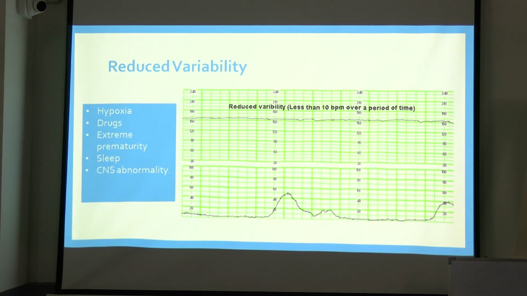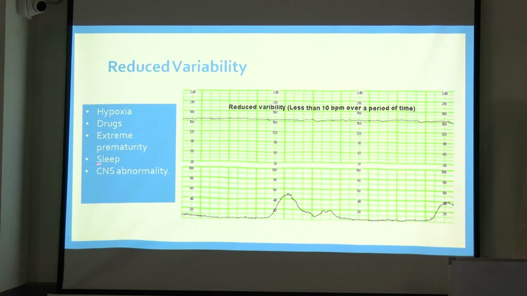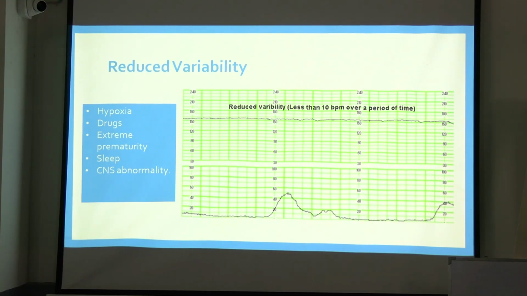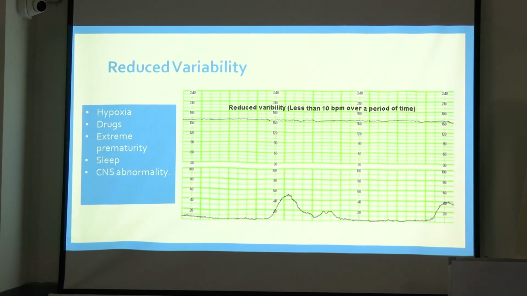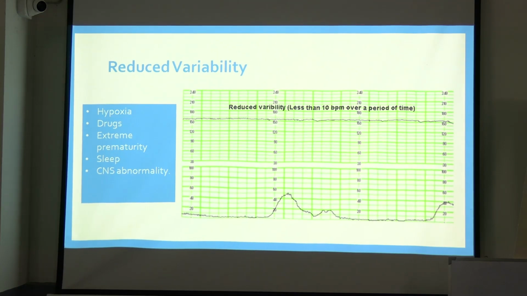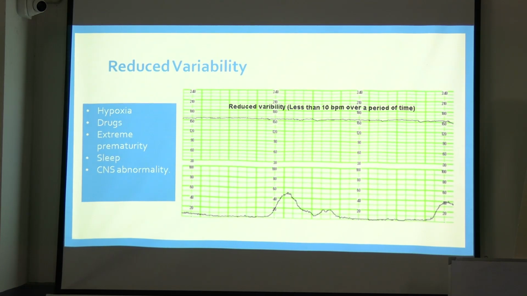So, what is the cause of reduced variability? Hypoxia will be the main cause. Prematurity will be a main cause, and sleep. Many times, you are seeing a patient, CTG is done, you see less variability. First and foremost, people suspect the fetus might be sleeping. So you will try to stimulate the baby. You will ask the patient to take something, eat something.